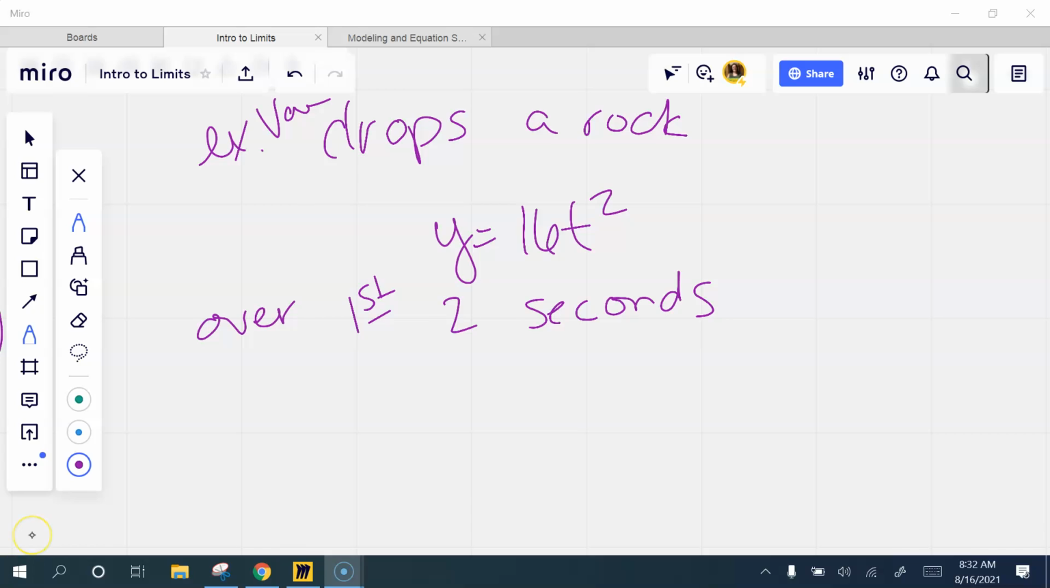Find the average rate of the, no, let me say it differently. Find the average speed over the first 2 seconds. T is time. We'll say time is in seconds, and we will say that the height is in feet. What's the average speed over the first 2 seconds?